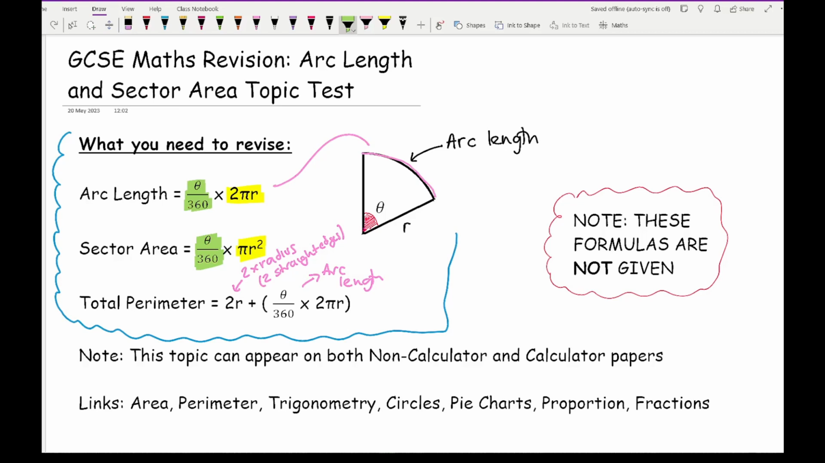When it's on a calculator paper, just make sure that you are showing full working out, showing that you've used the formulas correctly. You won't necessarily get a mark for quoting the formulas, but you will get marks for using those formulas, so substitute the values in.